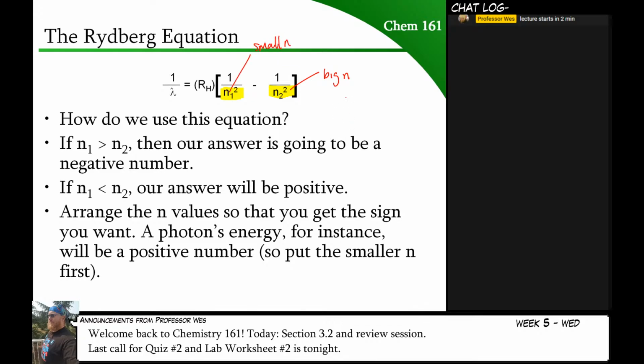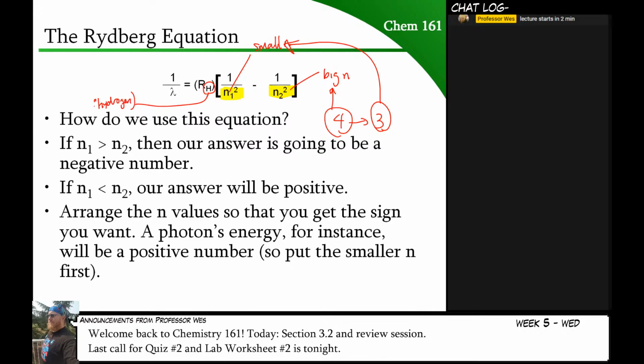So if you were going from, say, 4 to 3, you would put the 4 in for n2 and 3 for n1. That way you get a positive result. And then you just solve for the wavelength using the Rydberg constant. If you were curious, this H here stands for hydrogen.